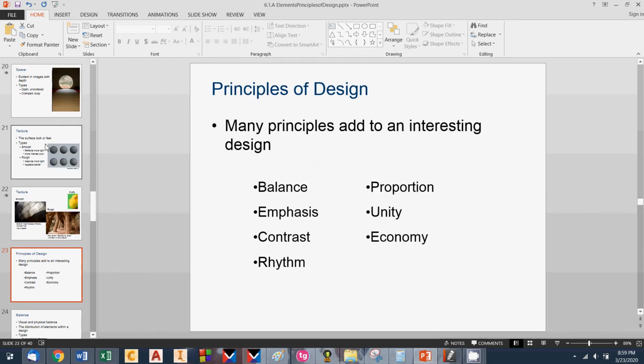Today we're going to look at principles of design. Principles of design are basically how you can combine these individual elements of design and turn them into something. All right, so we've got 7 of them here that we're going to look at today.